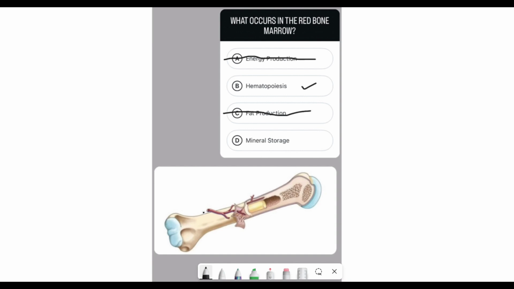Fat production, we just talked about, went into the yellow bone marrow. And then mineral storage, that's going to be stored in the form of hydroxyapatite crystals. Another big word, but it's not the right big word. So we're going to go here with hematopoiesis. Hematopoiesis, remember again, is going to be your blood cell production. Red blood cells, white blood cells, platelets.